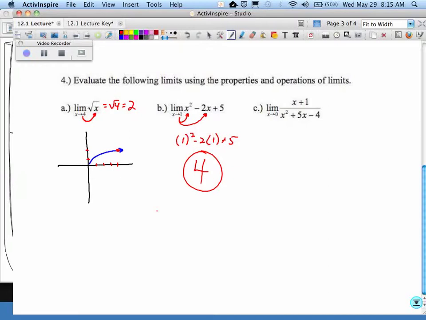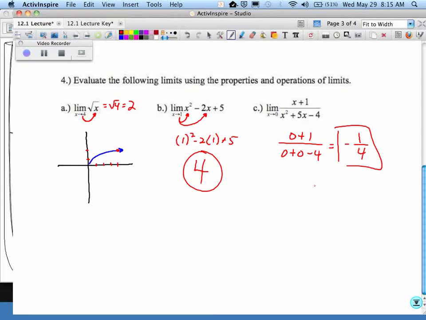4. Plug in 0. What do you get? Plug in zeros for the x's. All you're left with is the 1 over negative 4. So negative 1/4.